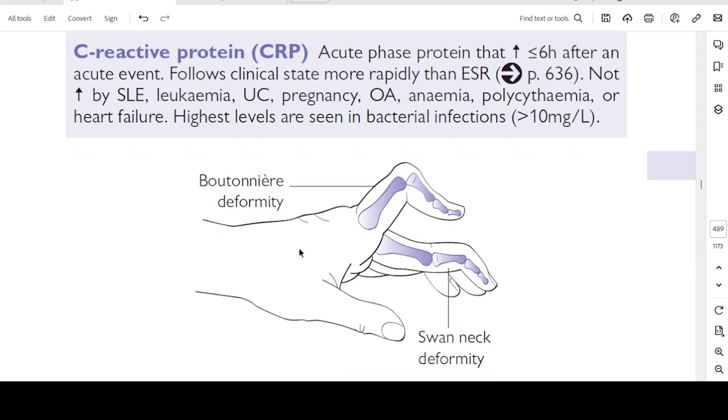C-reactive protein is an acute phase reactant. It is an acute phase protein that increases less than 6 hours after an acute event and follows the clinical state more rapidly than ESR. It is not increased by SLE, leukemia, ulcerative colitis, pregnancy, osteoarthritis, anemia, polycythemia or heart failure. Highest levels are seen in bacterial infections, that is more than 10 milligrams per liter.